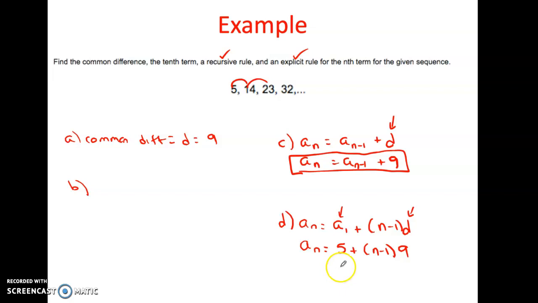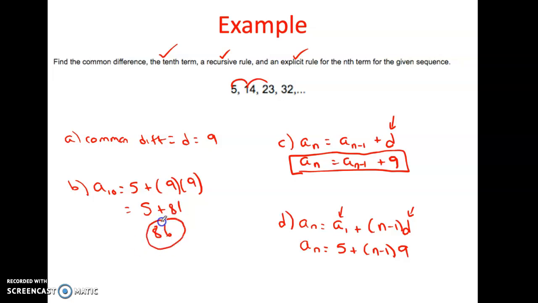or you could do 9 times n minus 1. So for me, if I want to find the 10th term here, I'm going to use the explicit one. So the 10th term, a sub 10, is going to equal 5 plus, it's the 10th term, so 10 minus 1 is 9 times 9. So we're going to have 5 plus 81, which is 86, and that would be my final answer. So again, common difference answer is 9, 10th term is 86.